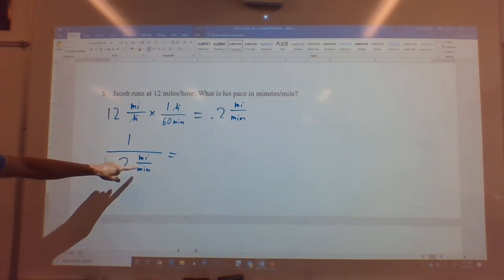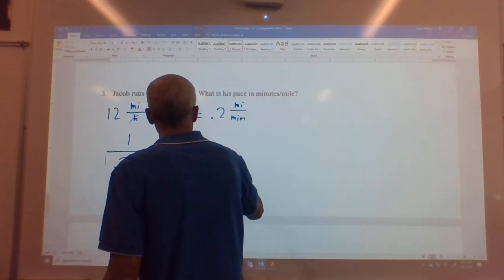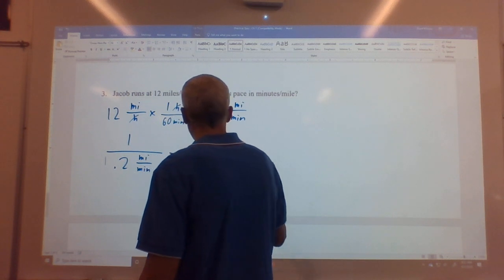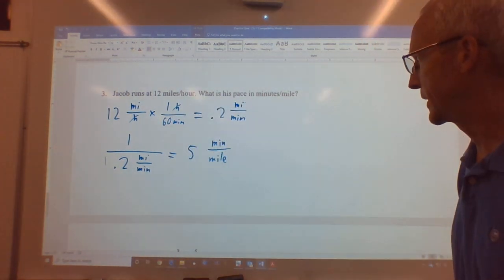Mile stays in the bottom. Something in the bottom of the bottom goes to the top. So this would be 5 minutes per mile. So his pace is 5 minutes every mile. He is running a mile every 5 minutes.